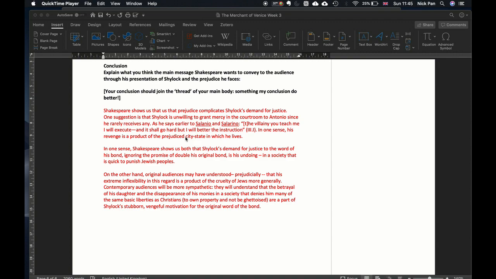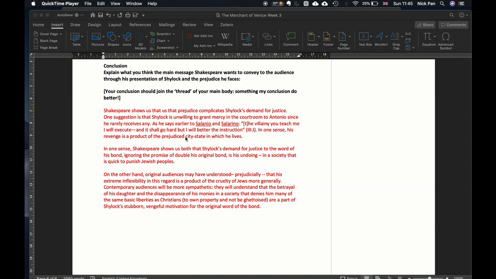Your conclusion should join the thread of your main body, so it should discuss the key scenes that you discuss. So if you've discussed Act 2, Scene 8, the scene that we've been given, and some of the other ones like Act 1, Scene 3 and Act 3, Scene 1, you should rediscuss those again in your summary, your conclusion. So there should be a thread of continuity going throughout your essay.